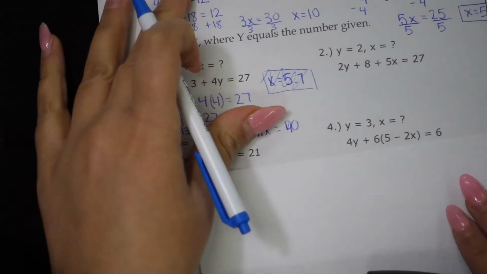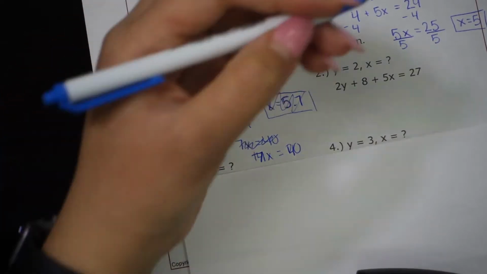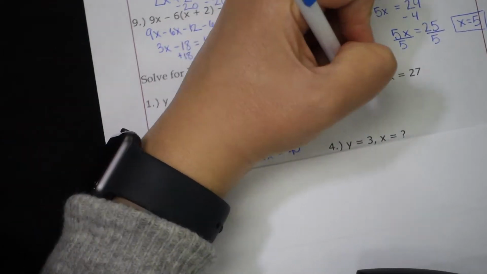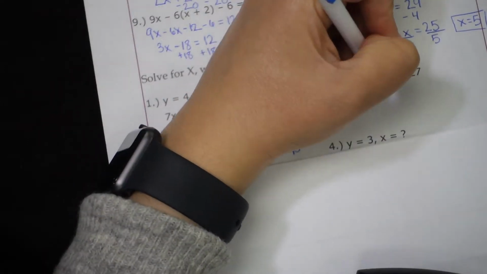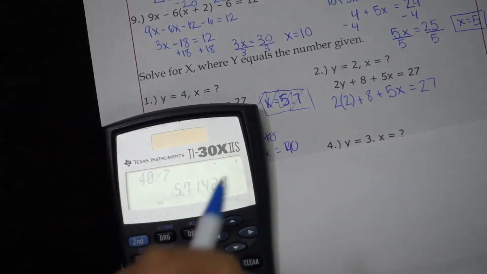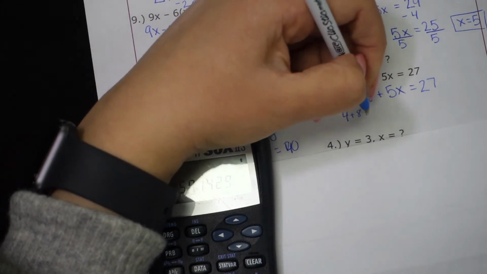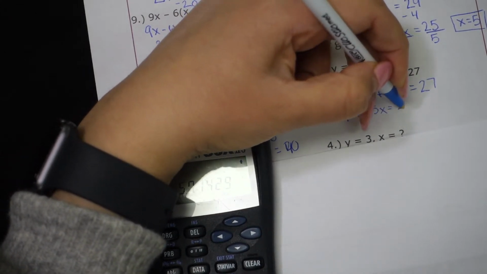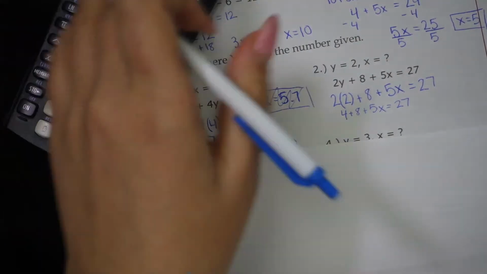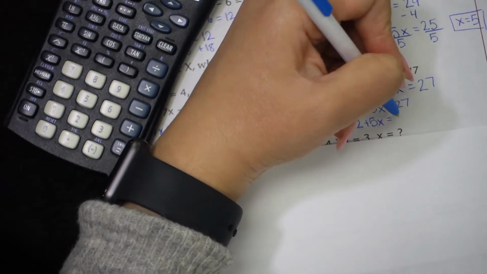Okay, going to the next problem. We have y, which we're given as 2, and then we're solving for x again. So we're going to plug in 2 for wherever we see a y. So 2 times 2 plus 8 plus 5x is equal to 27. Now we're going to go ahead and solve this. So we have 2 times 2 is 4 plus 8 plus 5x is equal to 27. So 4 plus 8 is 12. And then we have plus 5x is equal to 27.